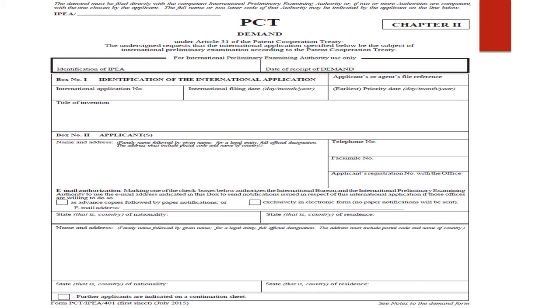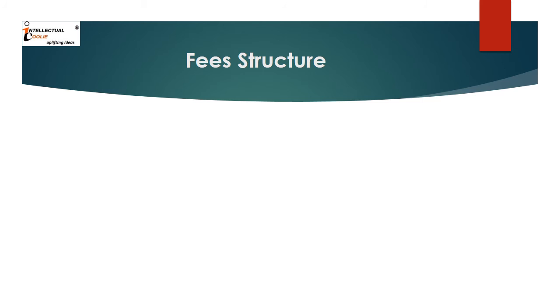Then next is the undersigned request for international preliminary examination. So, when a person, that is an optional applicant, decides to go ahead for international preliminary examination, then he has to fill this form, that is Chapter 2, right. So, next is the fee structure.